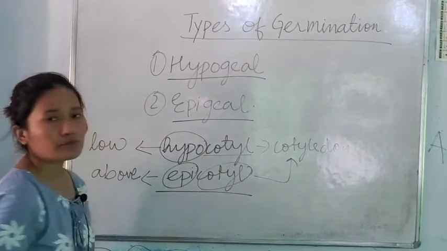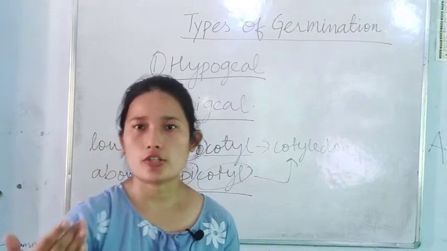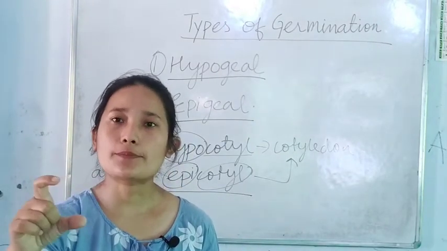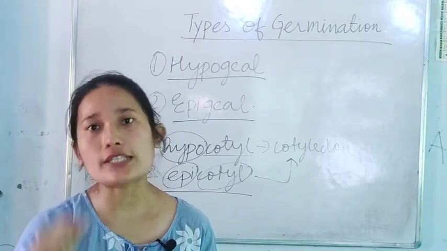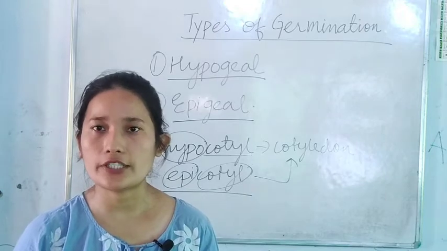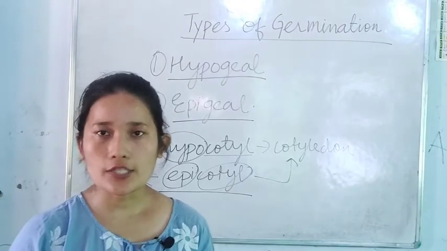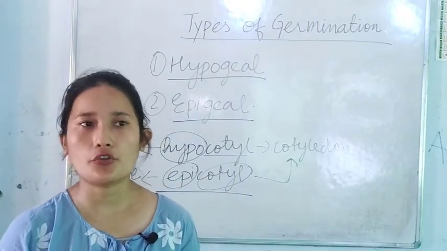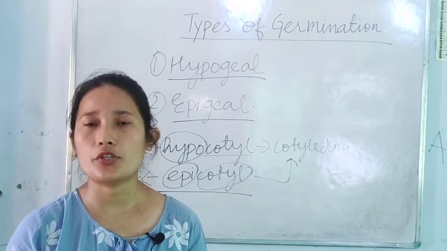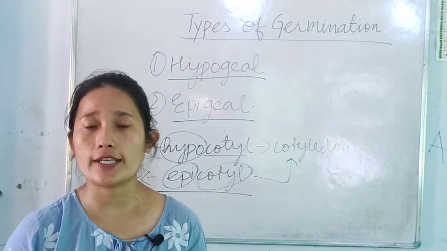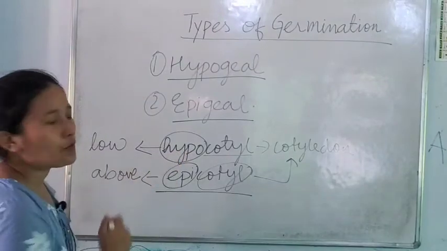Epicotyle. Epi means above, obviously, so above the cotyledon. So the axis between the plumule and the cotyledon is known as epicotyle. That region between your plumule and your cotyledon is known as epicotyle. This way you break the term and it would be easier for you to understand while we consider hypogeal germination and epigeal germination in detail. Understood what is hypocotyle and what is epicotyle?